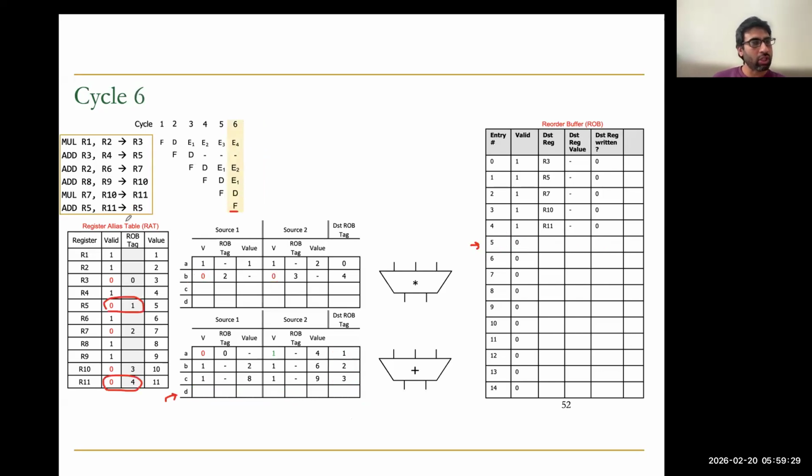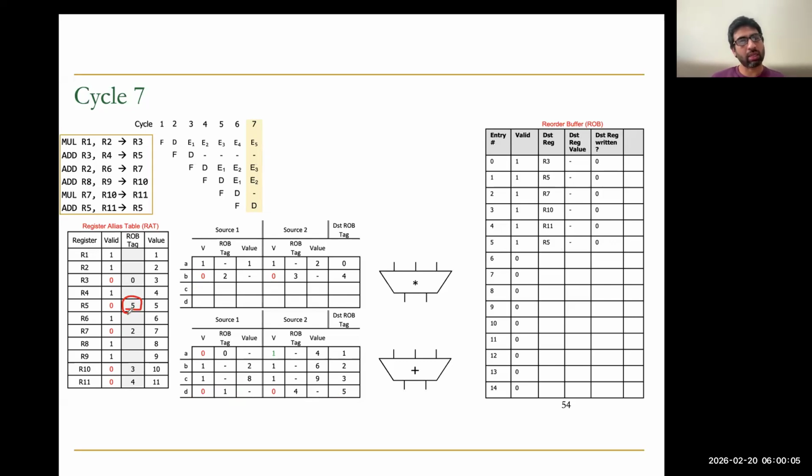Okay, and also we need to do renaming for R5, right? So R5 was originally 0 1, but now for the add instruction, this last instruction is the writer of R5, right? So what we need to do is update this tag, right? Who will now be the latest producer? 5. So here we recorded the latest tag, right?